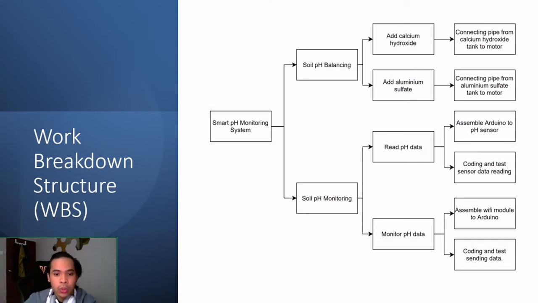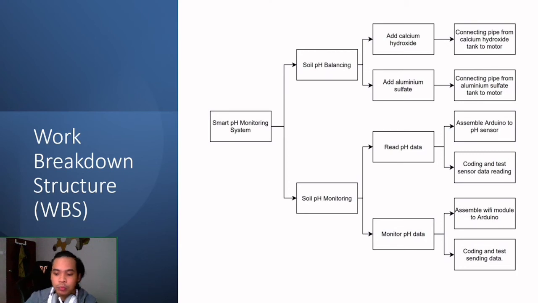As the structure shown, we have two main things in this project, which are the soil pH balancing and the pH monitoring section. The soil pH balancing deals with the installation part, where mostly hardware is involved, while the pH monitoring section deals with the code programming, Wi-Fi connection, and so on. So based on this WBS, we can choose and assign work based on people's skills and profession.